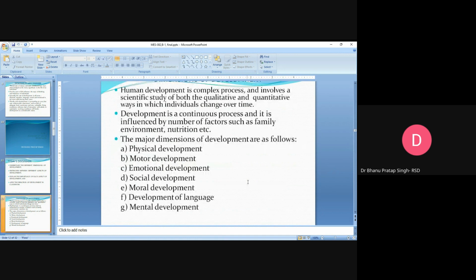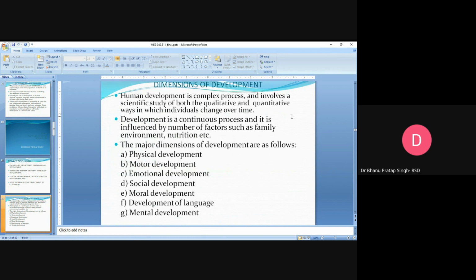So first of all, we try to understand what human development is, and what is the definition, the meaning of human development. Human development is a complex process and involves a scientific study of both the qualitative and quantitative ways in which individuals change over time. Because in development, two types of changes are found: one is qualitative and the second is quantitative.